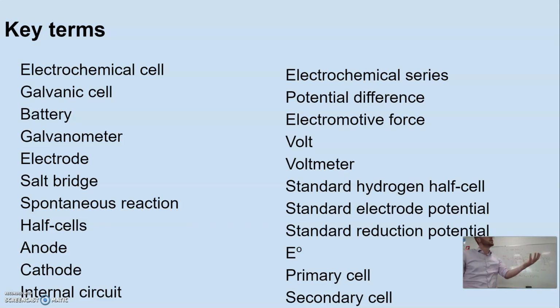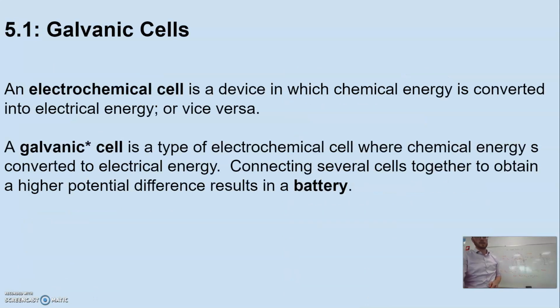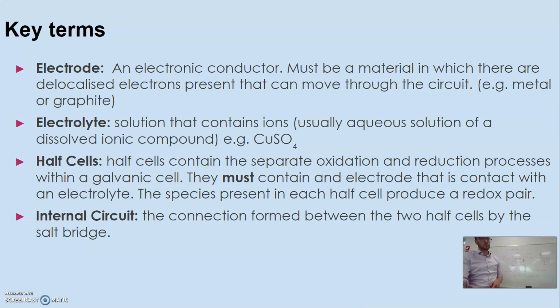Because voltage, right, is the force with which current flows through a circuit. Standard hydrogen half cell, standard electrode potentials, E naught, primary and secondary cell we'll get to later. Galvanic cell, nothing new here. We've talked about these issues. Electrode, site of redox to occur. Electrolyte is the solution that contains ions.